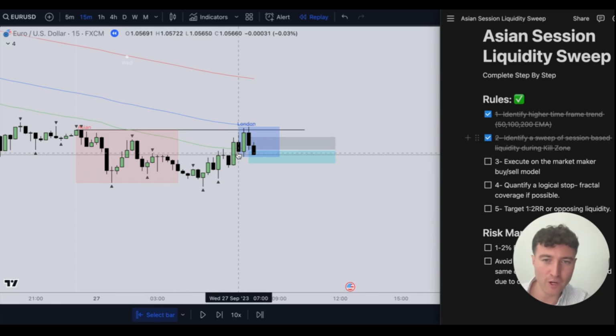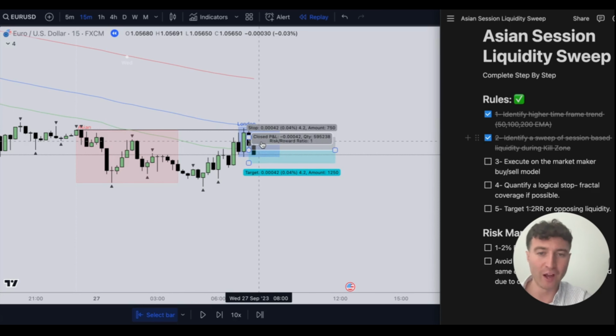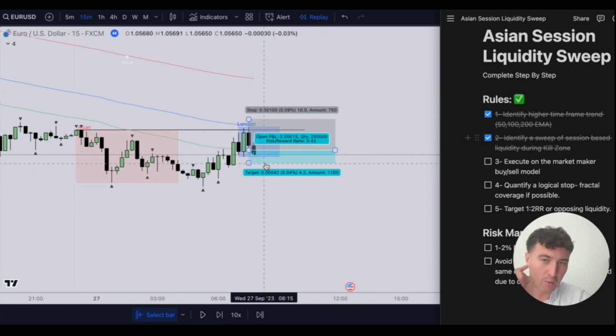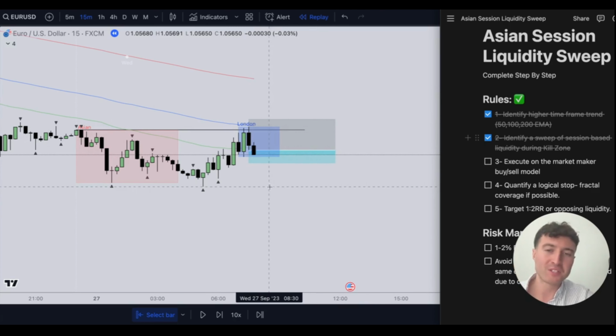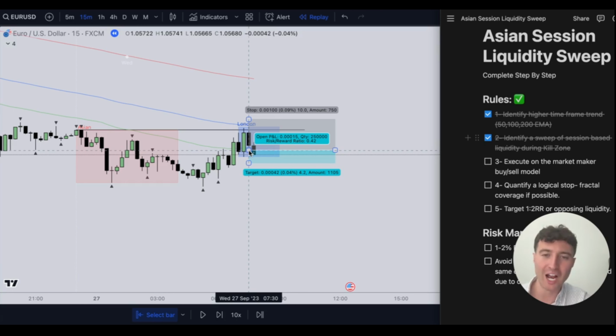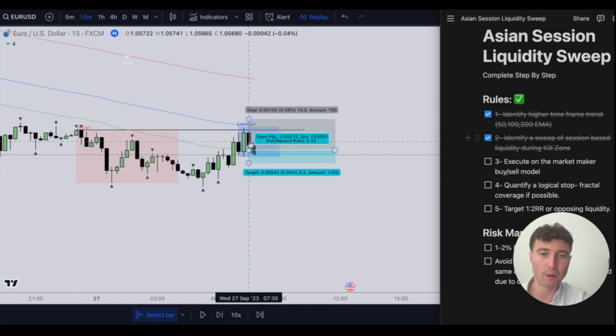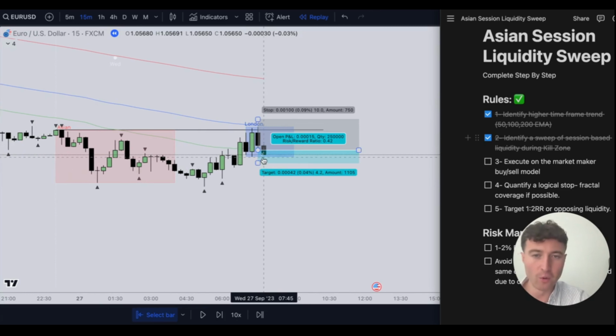We've seen the sweep of liquidity. We've come above right here during a kill zone, during the London session, okay? And we've had a bearish print, okay? So in terms of entry, we want to enter on the break of the bearish candle's low that has swept liquidity. So this candle here swept liquidity, so we want a break of that candle's low, then we can go short.